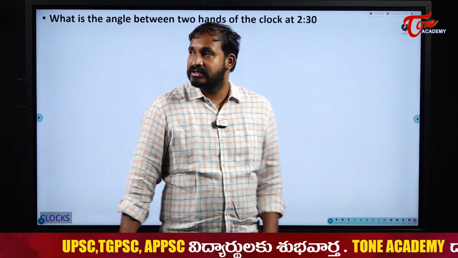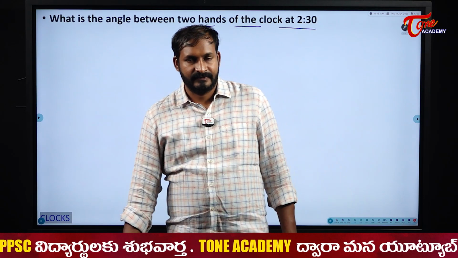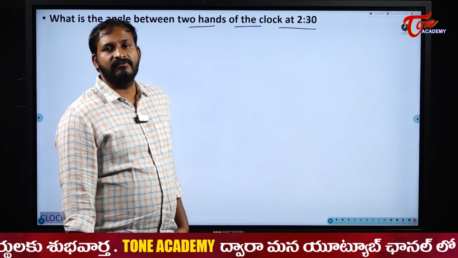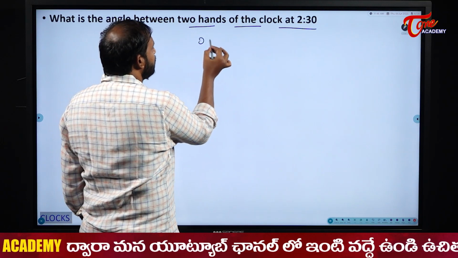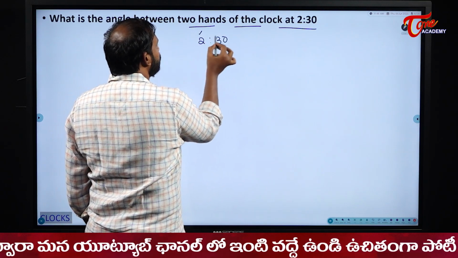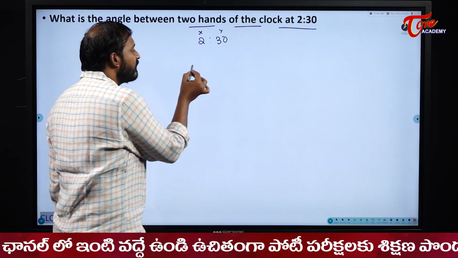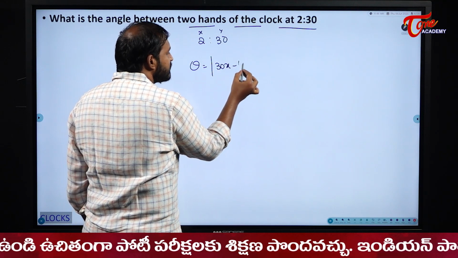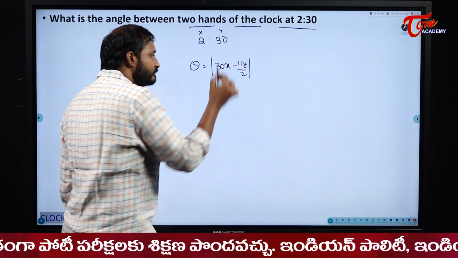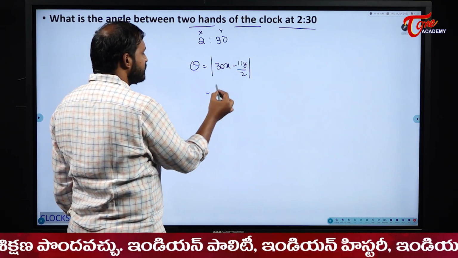Now, see here, students. What is the angle between two hands of the clock at 2:30? So here the time is 2:30. So here x will become 2 and y will become 30. So what is the formula for the angle between two hands of the clock? Modulus of (30x minus 11y) by 2. Solve it, what will you get, students?